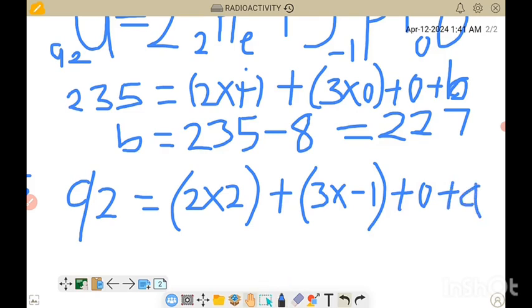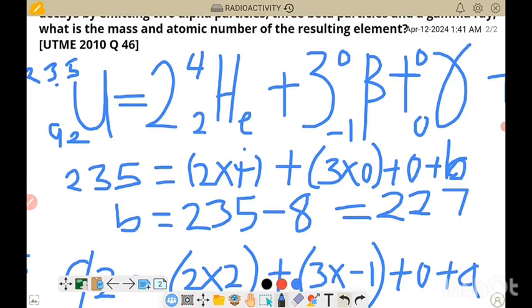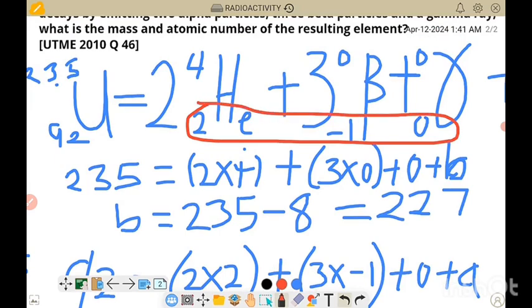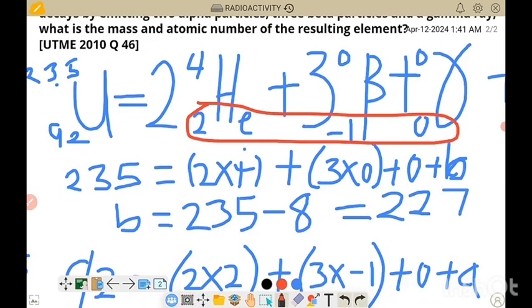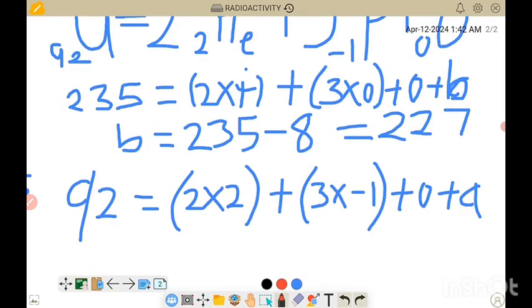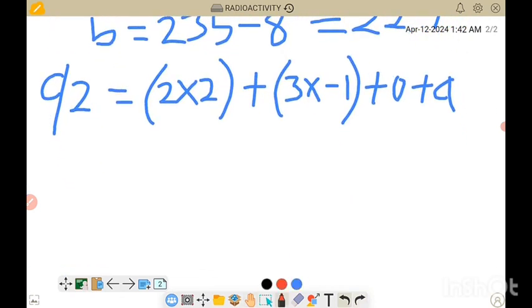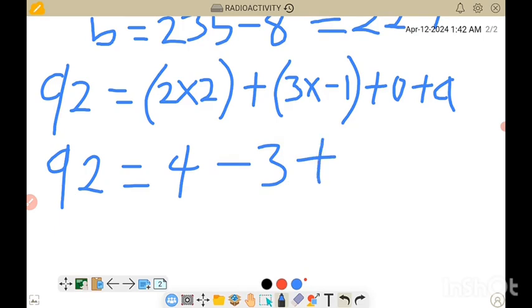Let me show you what is happening here. We are considering the atomic number aspect, including that part of A as well. So that is what we combine together. We are just equating the atomic number on both sides of this equation. Okay, and in doing this, we are going to have 92 equals 4 minus 3 plus A.